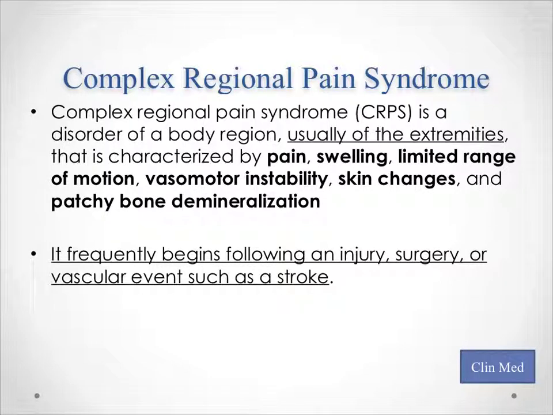Complex regional pain syndrome is a disorder of certain body regions. Typically, it's of the extremities, and it is characterized by pain, swelling, limited range of motion, vasomotor instability, skin changes, and patchy bone demineralization. This typically follows some type of inciting event, such as an injury, which is pretty common, surgery, or a vascular event such as a stroke. They typically have this event first, and then will develop these symptoms later on that constitute this syndrome of regional pain.